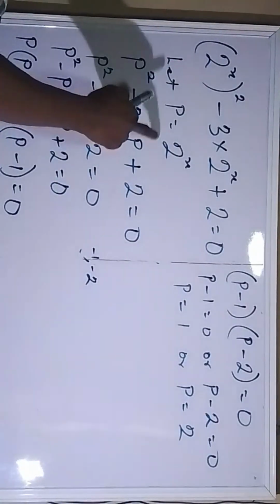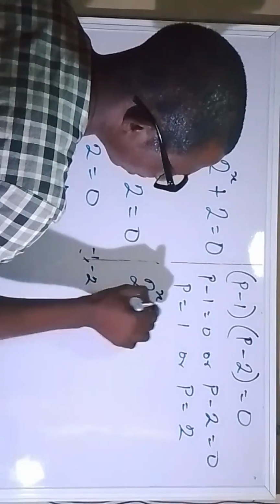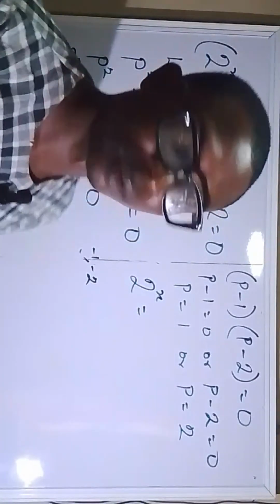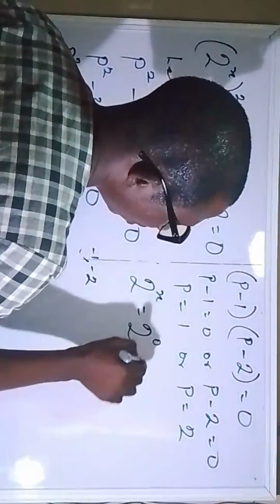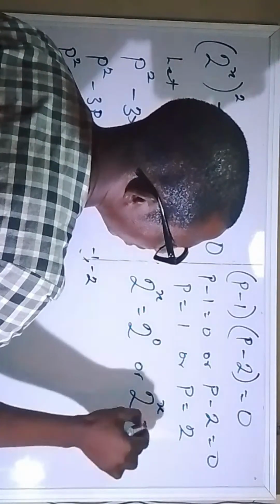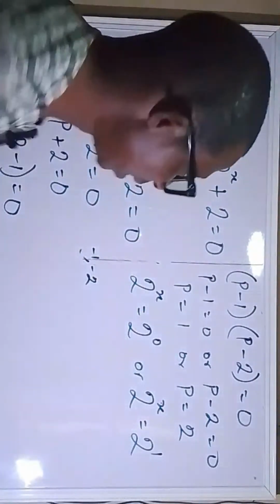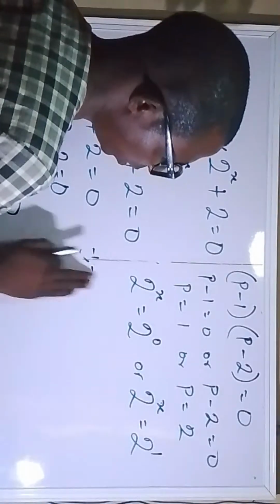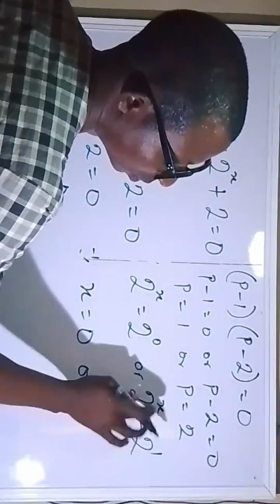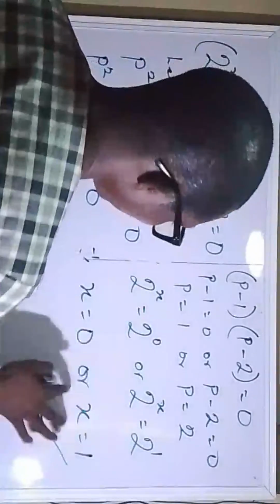And don't forget, our p is 2 raised to the power of x. So we have 2 raised to the power of x equals to 1, which is the same thing as 2 raised to the power of 0. Or 2 raised to the power of x equals to 2 raised to the power of 1, since 2 is the same thing as 2 raised to the power of 1. Now here you can see the bases are the same, so you equate the powers. So we have x equals to 0, or x equals to 1. So these are the answers.